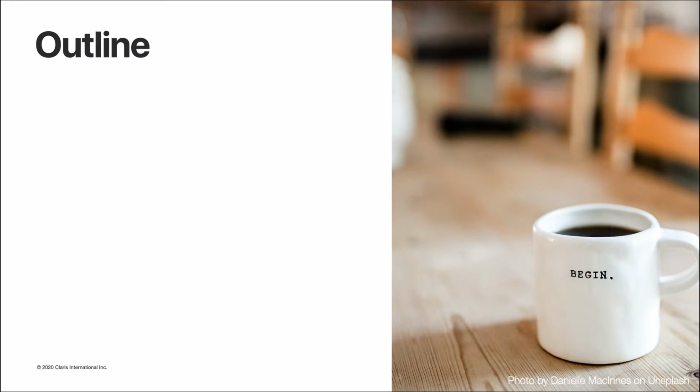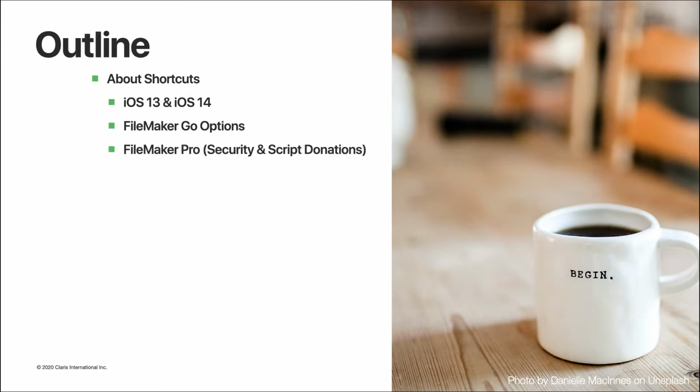So the outline for this talk, we'll go over shortcuts. We'll talk about iOS 13 and iOS 14. I have the opportunity to install the public beta of iOS 14 on my iPhone and on my iPad. So it's great to see work being done on shortcuts and some improvements and some new features. So very, very cool what's possible. We'll cover the FileMaker Go options. We'll talk about FileMaker Pro and the two areas that you need to pay attention to get the shortcuts to run in FileMaker Go. We'll look at some example shortcuts.